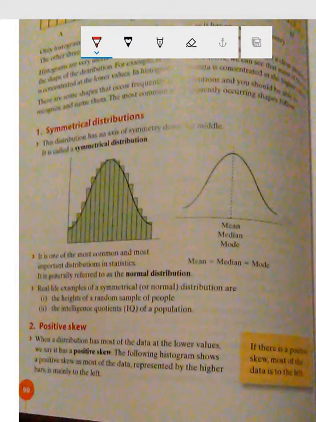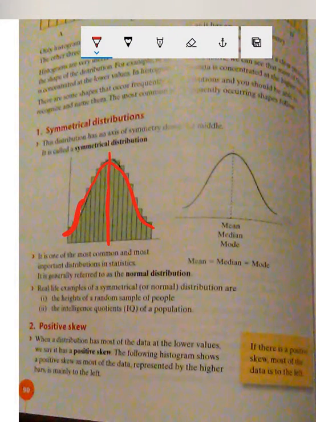Okay, in this video we're going to look at the shape of distributions, and it's probably just handier to teach it from the book in this case. We can have three major shapes in our distribution: a symmetrical distribution, a positive skew, and a negative skew. Symmetrical distributions are the ones that have a symmetry down the middle, the same on both sides.